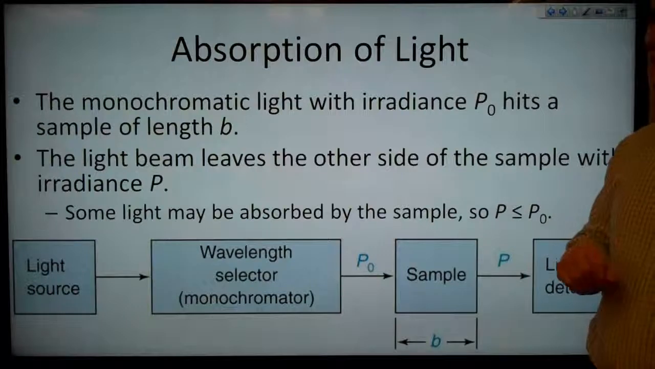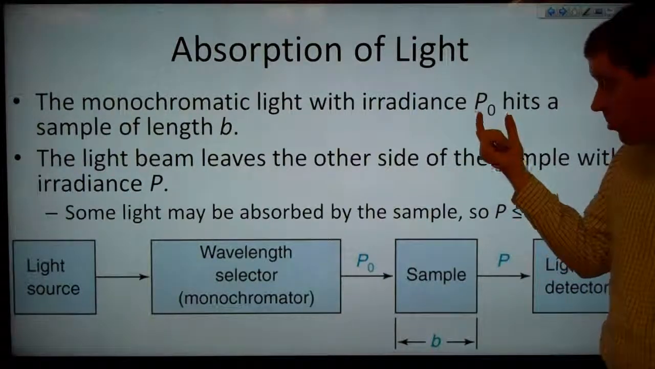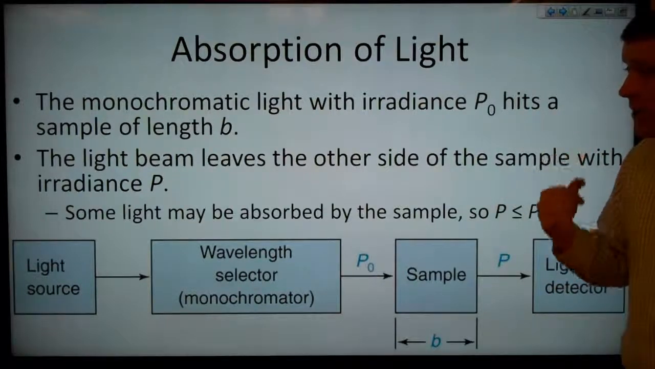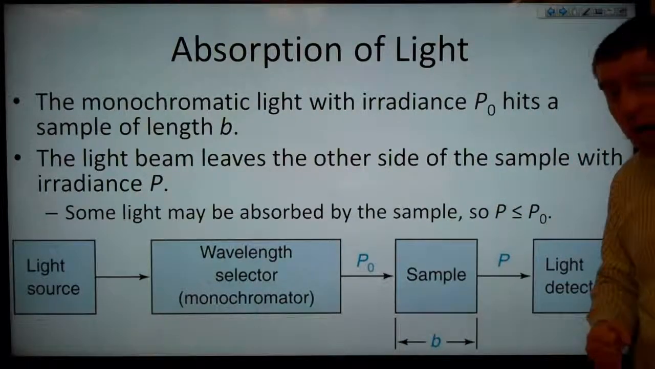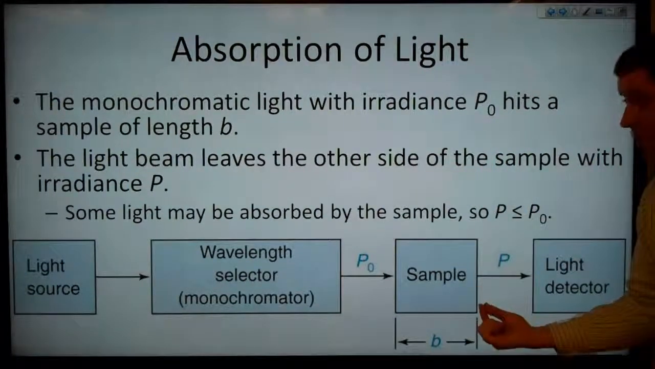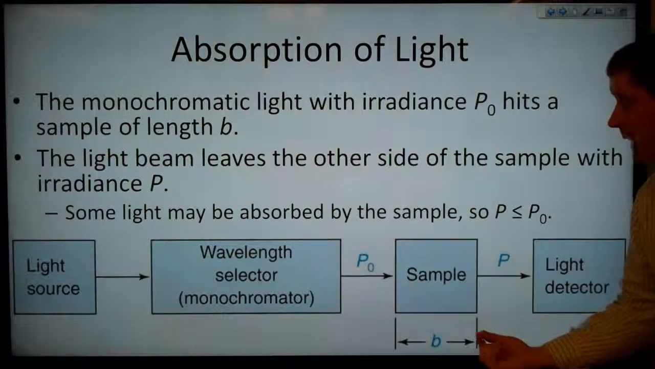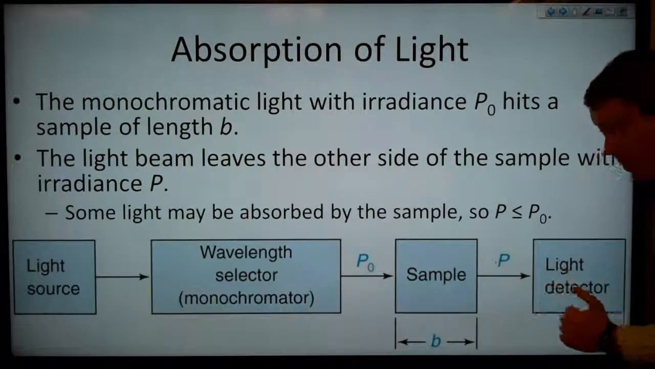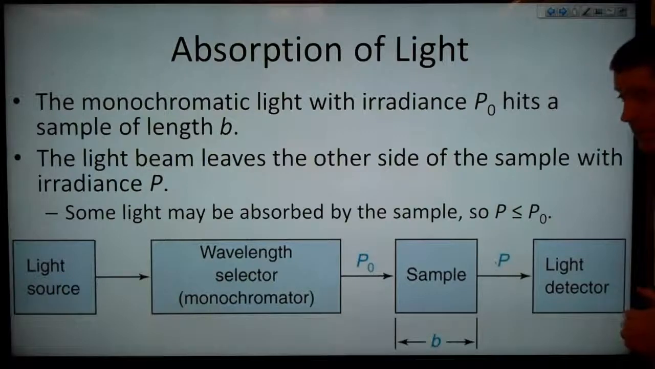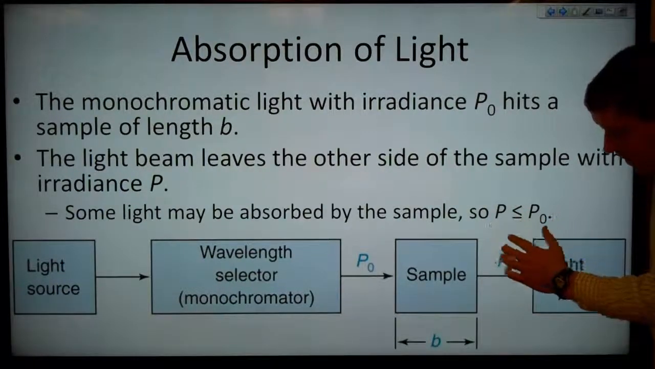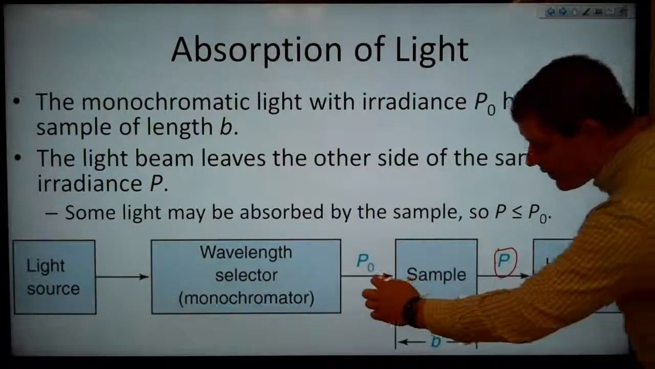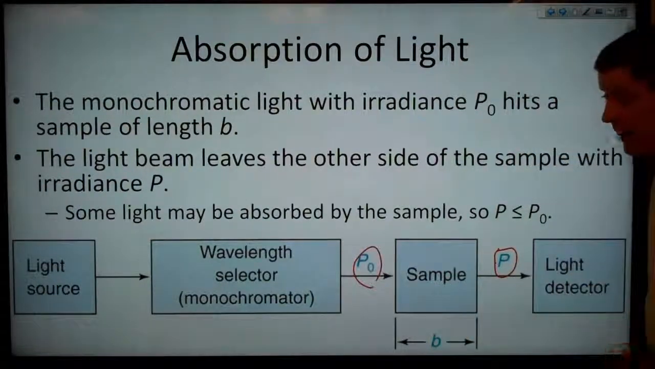So the monochromatic light has some irradiance that we're going to call P0. This hits the sample. The sample is some length long, B. The light beam then leaves the other side of the sample after traveling that distance B, and now it's got some other irradiance P. Some light might be absorbed by the sample, and this means that P is less than or equal to the amount of light going in, P0.